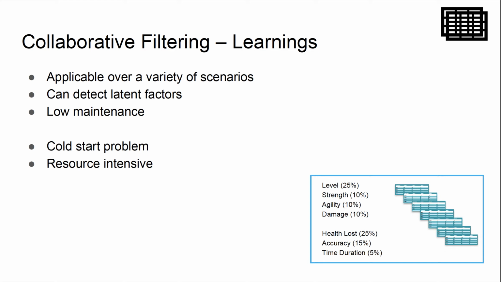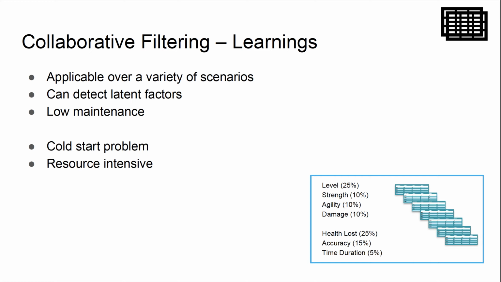The problems are, it has a cold start problem, so you need to have a good amount of data before you can make good recommendations. So if your game has a very small niche and only like 100 players are going to play it, this isn't a good algorithm to go with. And it's resource intensive. Matrix multiplication and matrix arithmetic is pretty involved, and you need to do a lot of optimizations in that case.